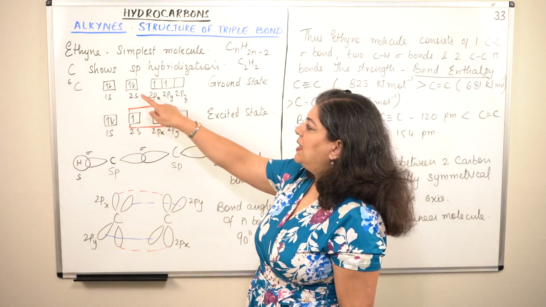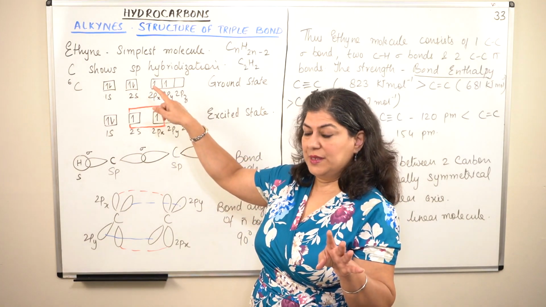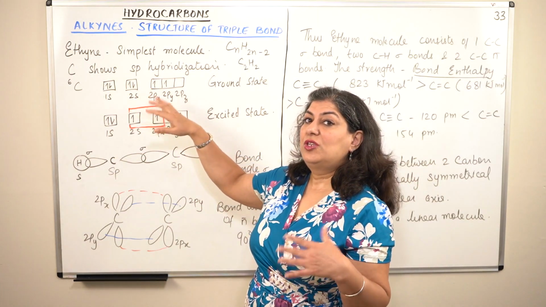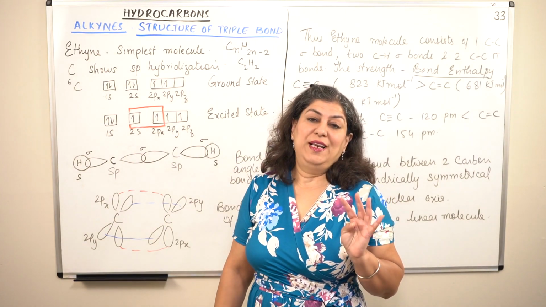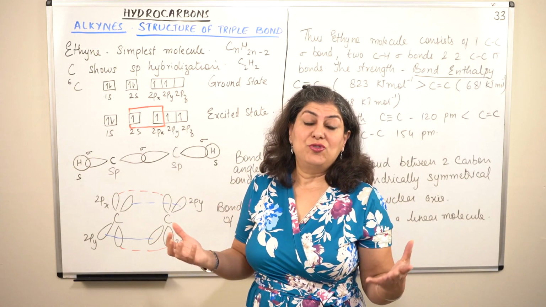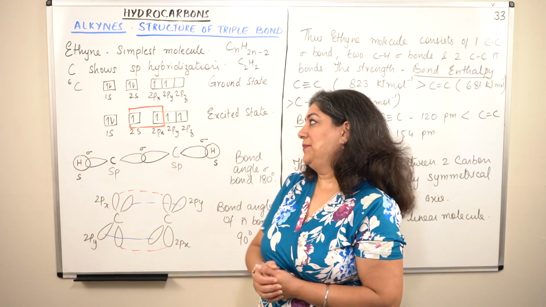So according to this, in the outermost shell there are 4 orbitals, and the number of electrons in the outermost shell are 1, 2, 3 and 4. There are only 4 electrons. So it needs 4 more electrons to complete its octet.